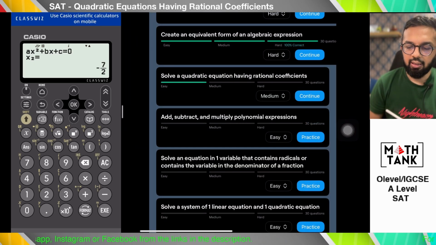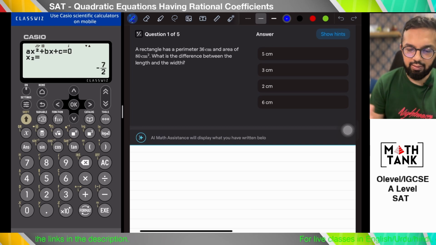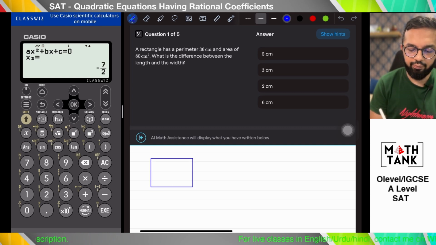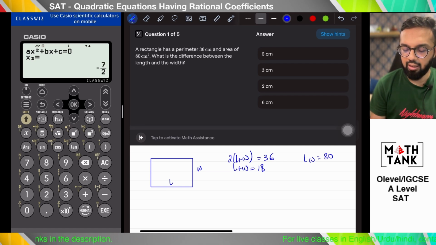Let's see what the next medium level questions have for us. It says a rectangle has a perimeter of 36 and an area of 80. So 2 times L plus W equals 36 and L times W gives me 80. So L plus W should give me 18. What is the difference between the length and width? So I'm asking you to find L minus W.